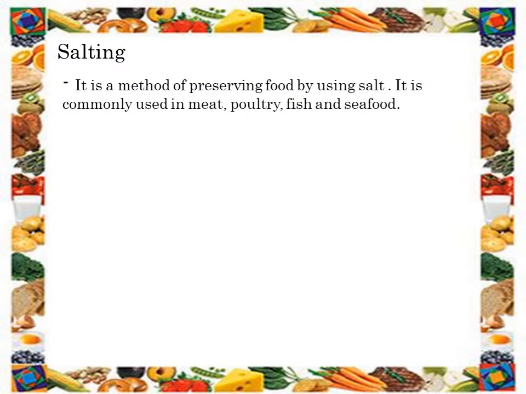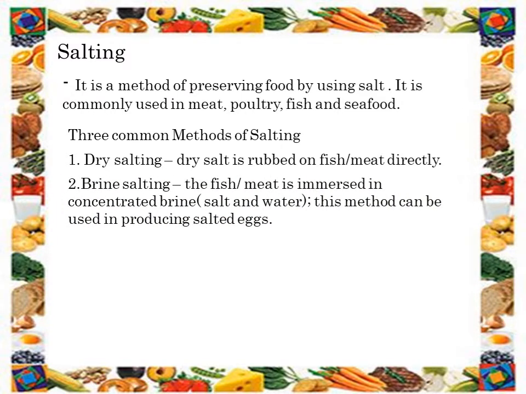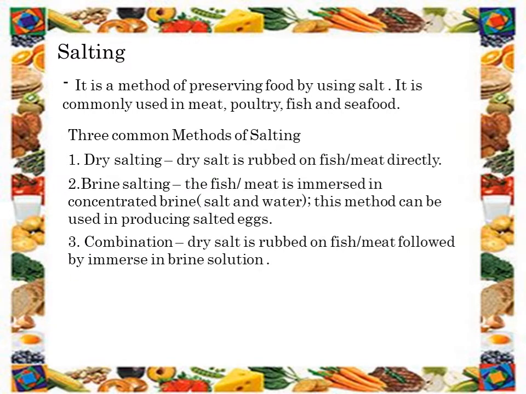Another food preservation technique is salting. Salting is a method of preserving food by using salt. It is commonly used in meat, poultry, fish, and seafood. There are three common methods of salting. 1. Dry salting. Dry salt is rubbed on fish or meat directly. 2. Brine salting. The fish or meat is immersed in concentrated brine. Brine is a mixture of salt and water. This method can be used in producing salted eggs. 3. Combination. Dry salt is rubbed on fish or meat followed by immersion in brine solution.